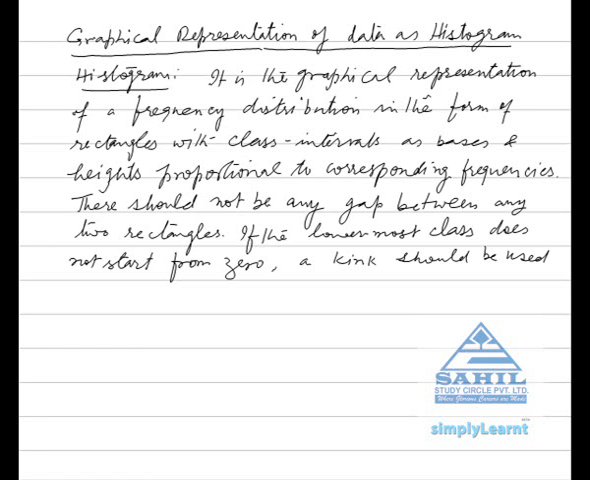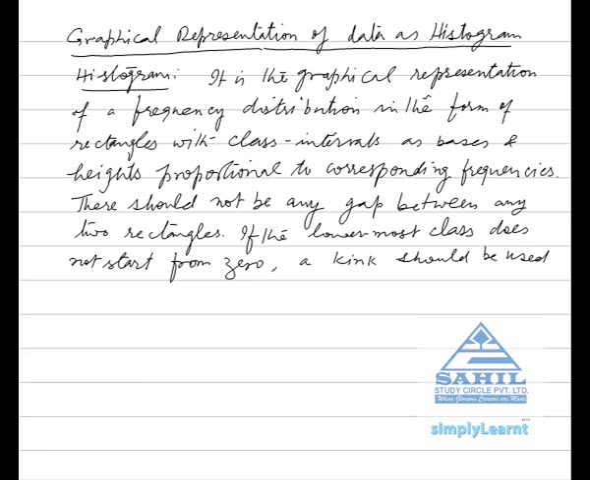Graphical representation of data is histogram. Histogram. It is a graphical representation of a frequency distribution in the form of rectangles with class intervals as bases and heights proportional to the corresponding frequencies. All the rectangles drawn are adjacent to each other. There should not be any gap between any two rectangles.